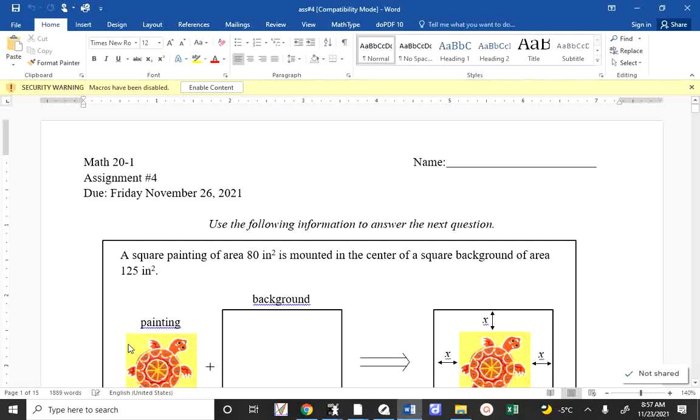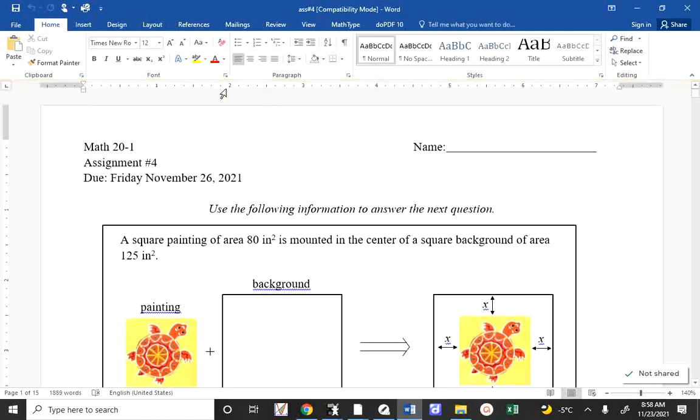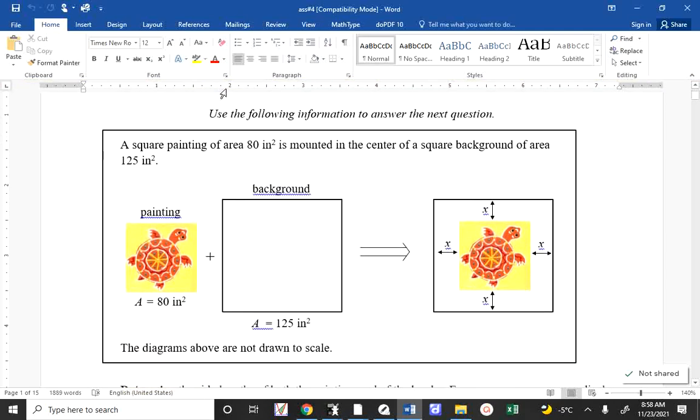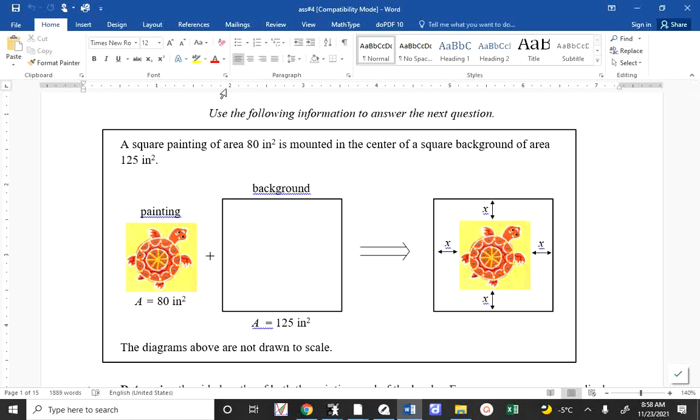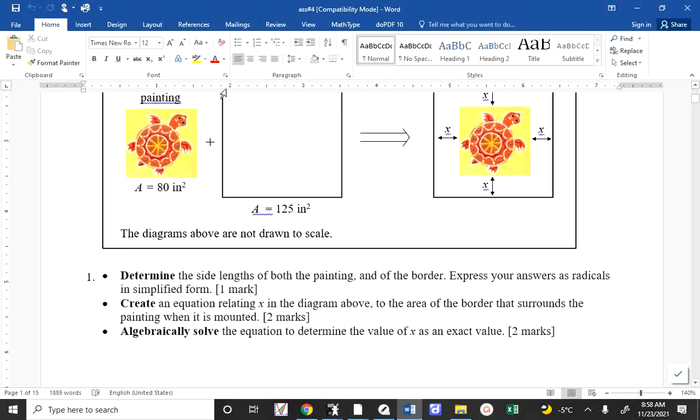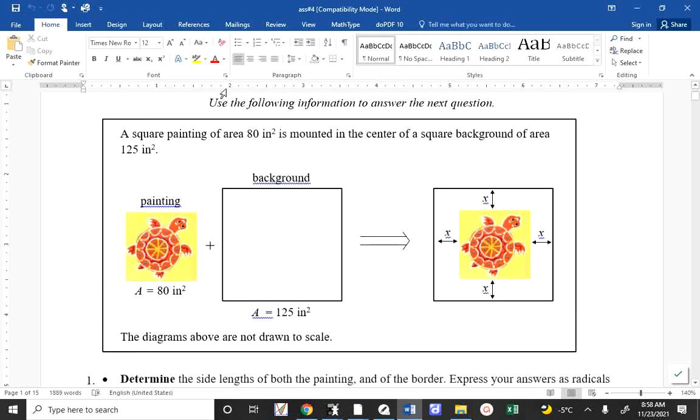It is very similar to some of the problems we did in the quadratic equations unit, except instead of me giving you the dimensions of, say, the painting or the dimensions of the background, what I'm giving you is the area. So the first part of this question is very basic, probably for 1 mark. What is the length of the side of the painting? Well, a square has an area of the side length squared. So that would mean you would have to take the square root of the area to get the side length.